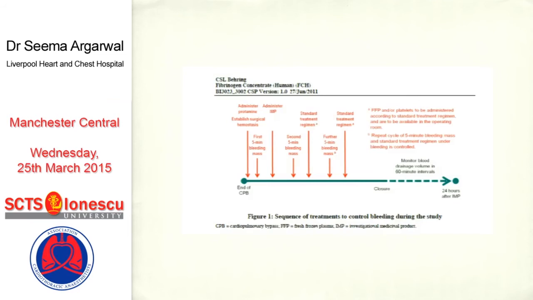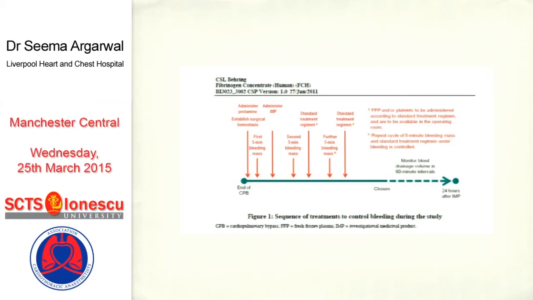So the study patients underwent surgery. They came off bypass. They were given protamine. The surgeons did as much hemostasis as they could. At that point, a 5-minute bleeding mass was performed. So all suction was taken out of the chest. The chest was packed with swabs. They were left in for exactly 5 minutes and then weighed. If the weight of the blood was between 60 and 250 grams, the patient triggered the protocol and was allowed to have either fibrinogen concentrate or placebo. After giving the fibrinogen concentrate or placebo, they went through further rounds of this 5-minute bleeding mass, getting platelets or FFP as needed.